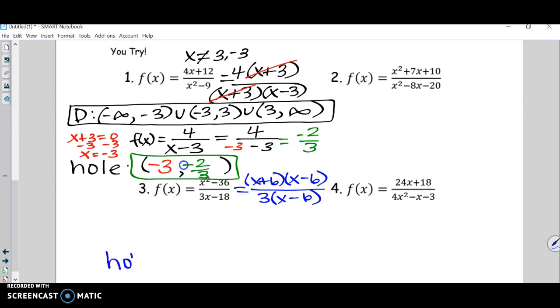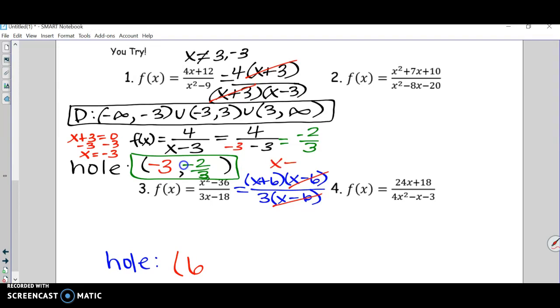Negative 6. So boom, I can automatically tell you guys what's going to be the x value of my hole if I'm getting rid of x minus 6. It's going to be what kind of 6? Positive 6. Okay? But should I have done that first to find my domain? No, I really shouldn't have, right? I've got to find domain before I simplify, right? Because if I get rid of him, do I know what my domain restriction is anymore? No. So let me go back a little bit.